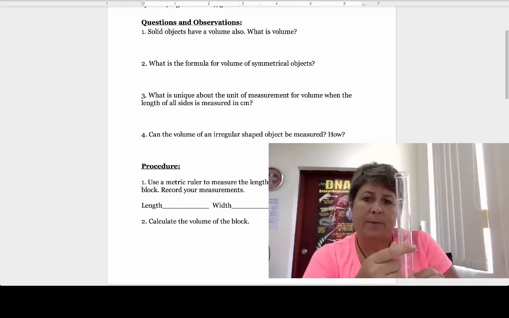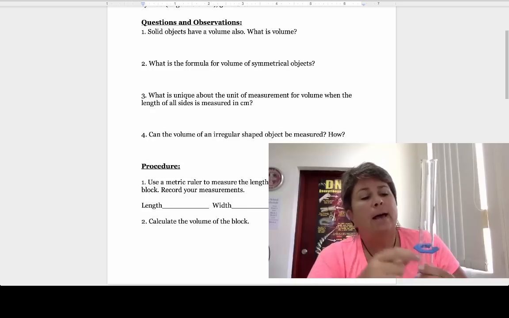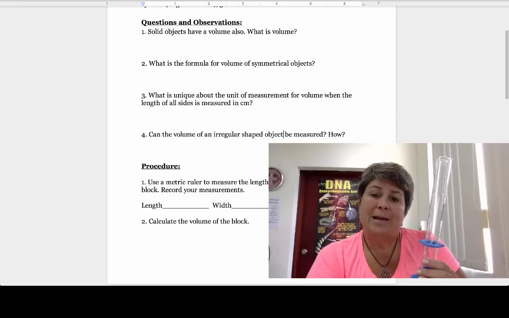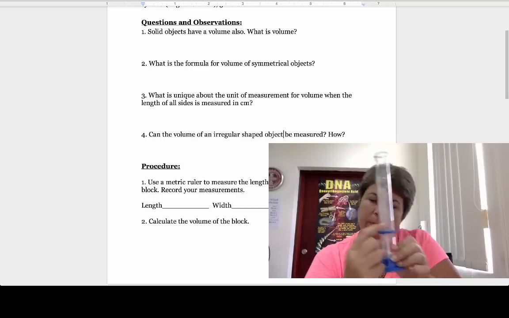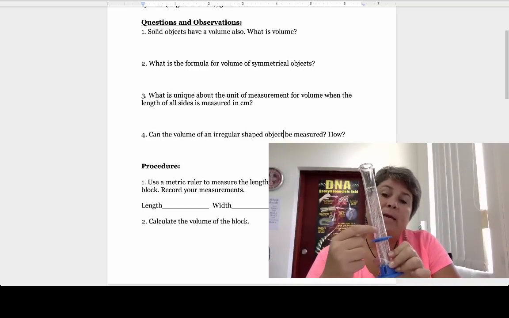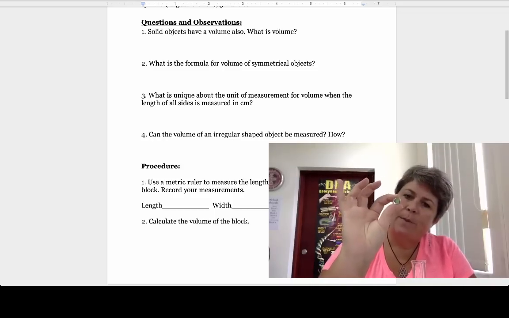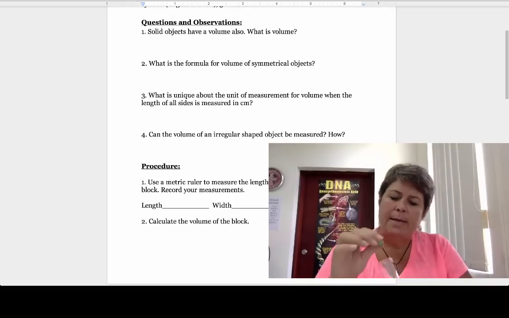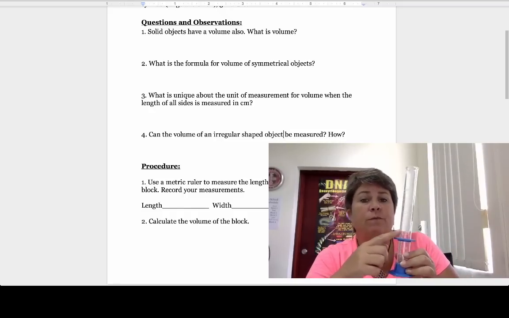It really doesn't matter how much you start with, as long as it can be measured by the graduated cylinder, as long as you measure it accurately. So you put a certain amount of liquid in your graduated cylinder, measure and record that initial volume, and then you put the object that you want to measure the volume for into the water.